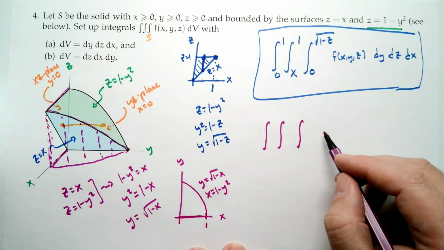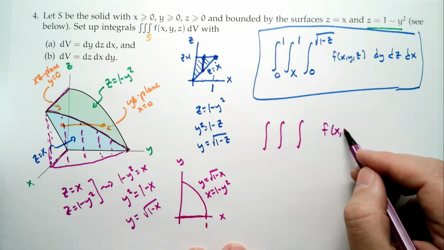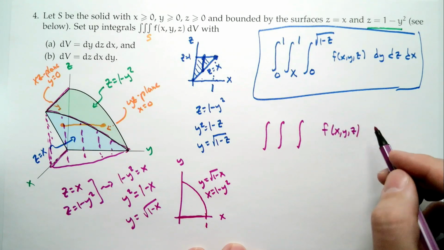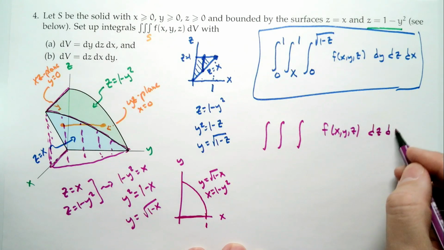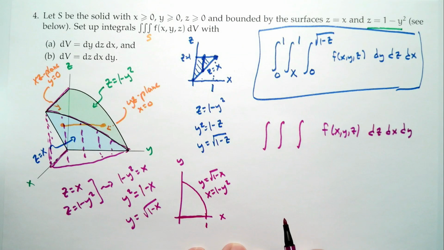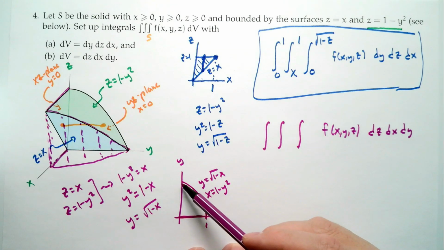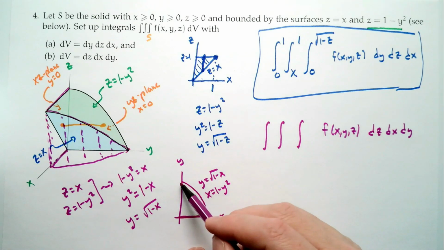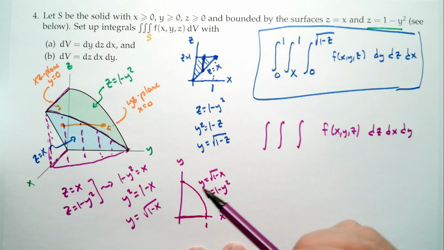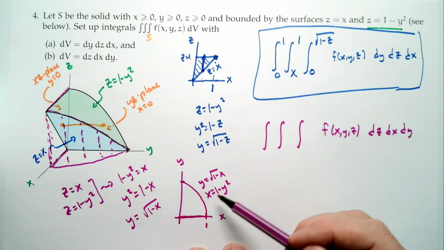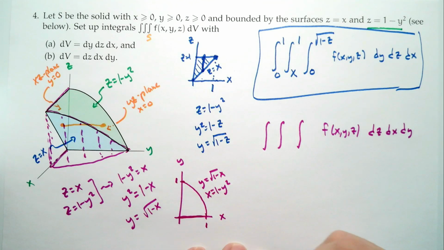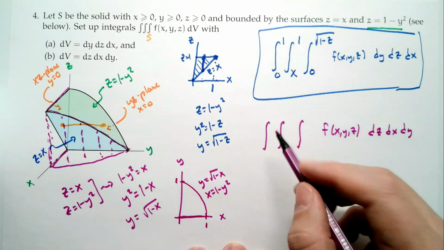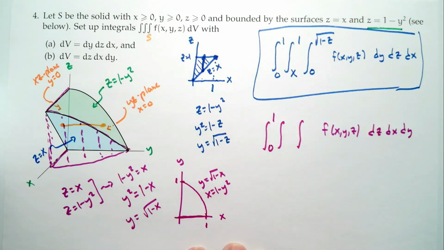Our integral of f of x, y, z, and our order is dz, dx, dy. So we start by saying, what happens to y? Well, we should figure out where it intersects. That's not so bad. When x equals 0, y will be the square root of 1. So that says we're at 1. So y goes from 0 to 1. That's our outer layer, 0 to 1.